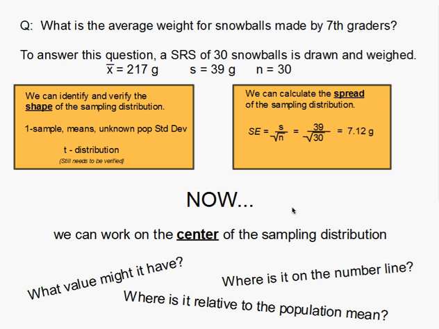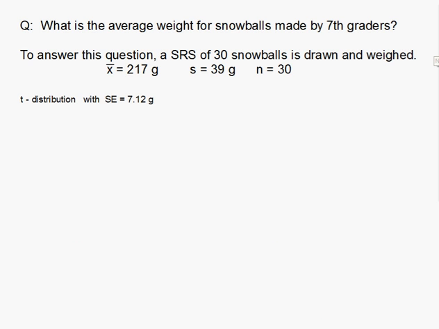Questions about the center is, well, what value might it have? Where is it on the number line? Where is it relative to the actual population mean? Because we're talking about this sample mean. And actually, very important is the relationship that has with the population mean. So I'm going to just summarize t-distribution with the spread. All right, let's graph it. So here's a t-distribution, and we're talking about the center of this distribution right here.